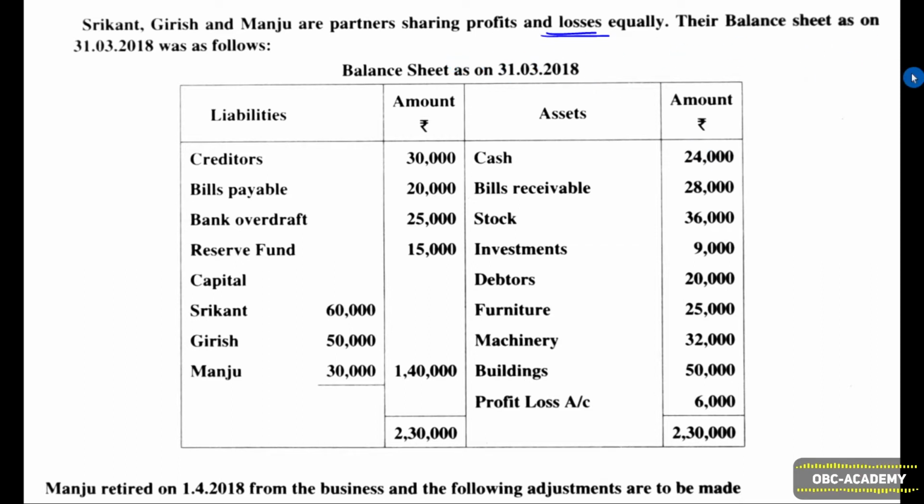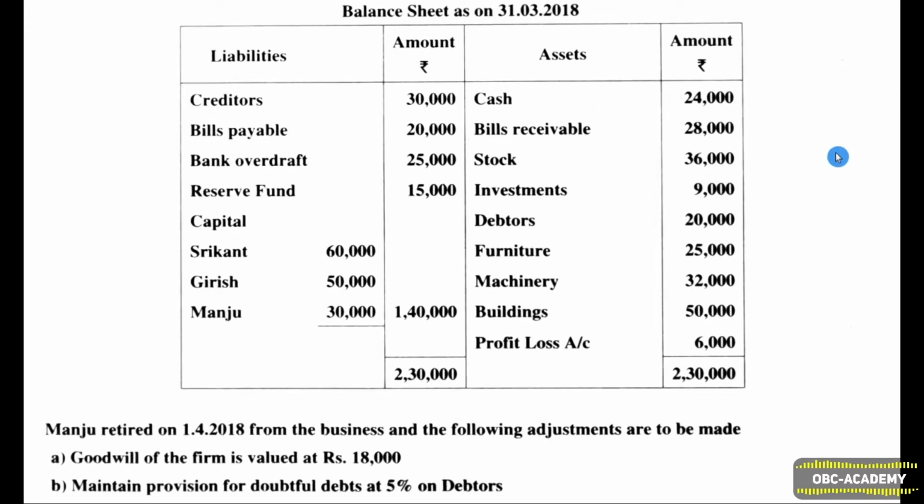The balance sheet as on 31st March 2018. So here is the balance sheet. On the liability side, as usual, creditors, nothing special. Bills payable, nothing special. Bank overdraft is similar to creditors and bills payable, so you have to treat it like other liabilities. Reserve fund will be recorded in the partners' capital accounts, so no worries. Next, capital. This is nothing special here. We record it as usual.